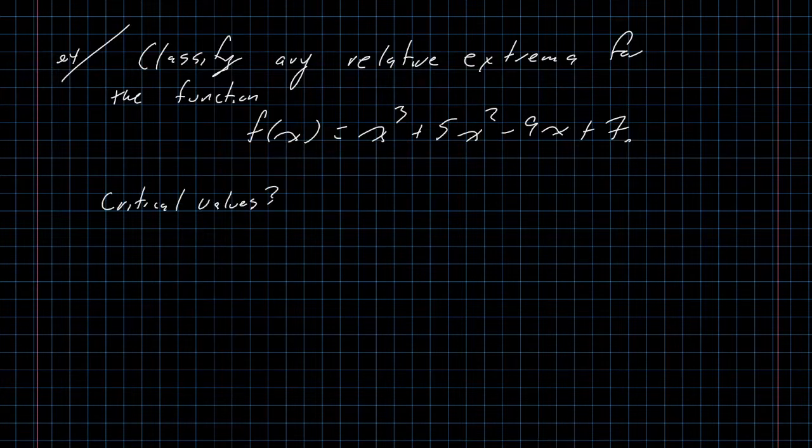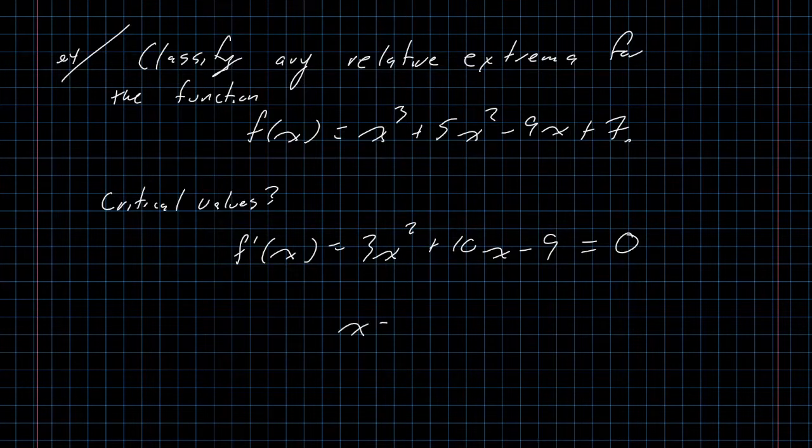So the first thing we're going to do is look for some critical values. We will find critical values by differentiating. The derivative here, f prime of x, is 3x squared plus 10x minus 9. We'll go ahead and set that equal to 0 and see what comes out of it. In this case, not a whole lot, right? 3 times negative 9 is negative 27. I need two numbers that multiply to negative 27 and add to 10. I can't think of anything. So I guess I'm going to go straight to the quadratic formula.